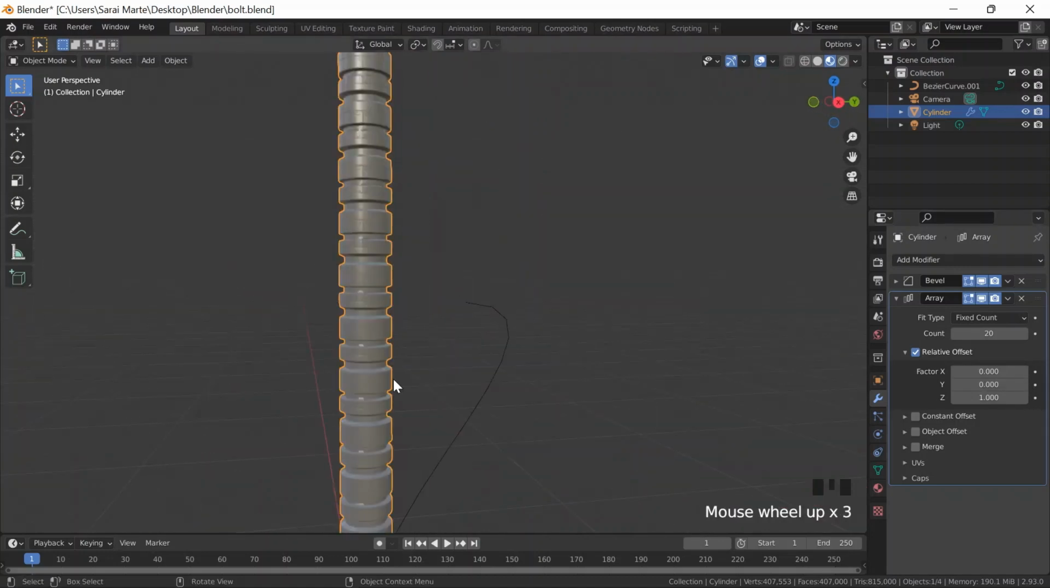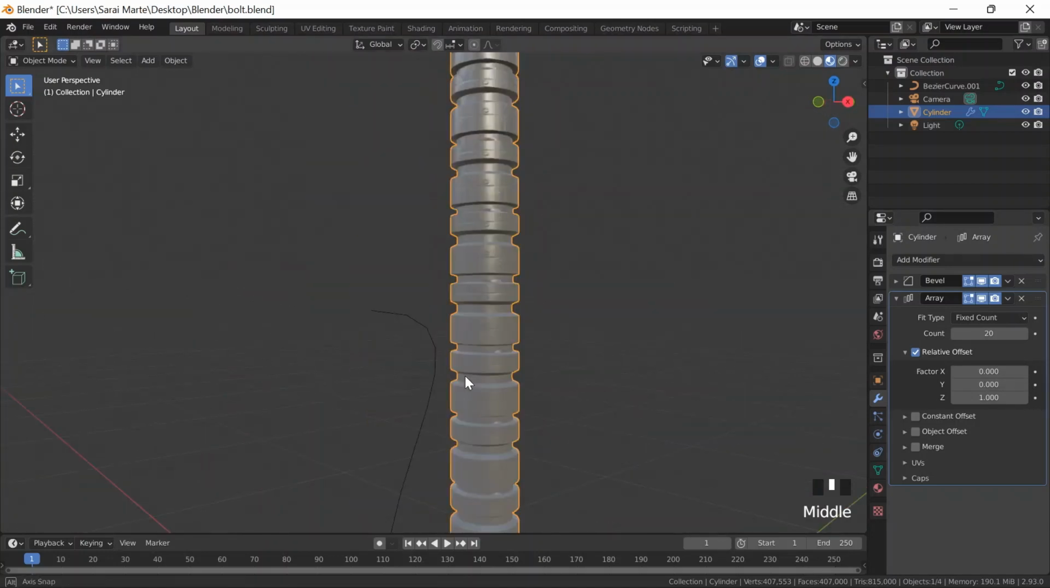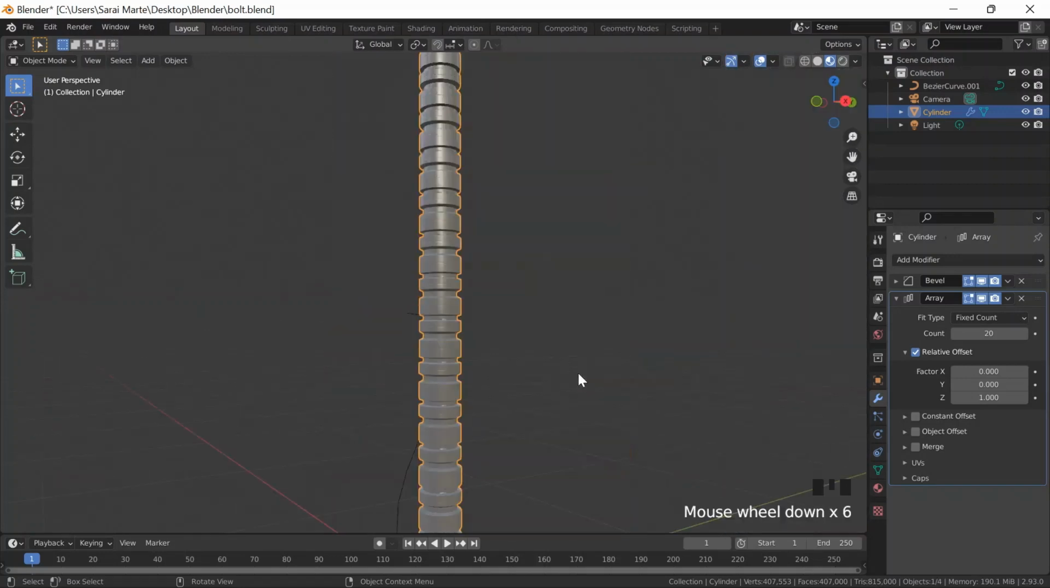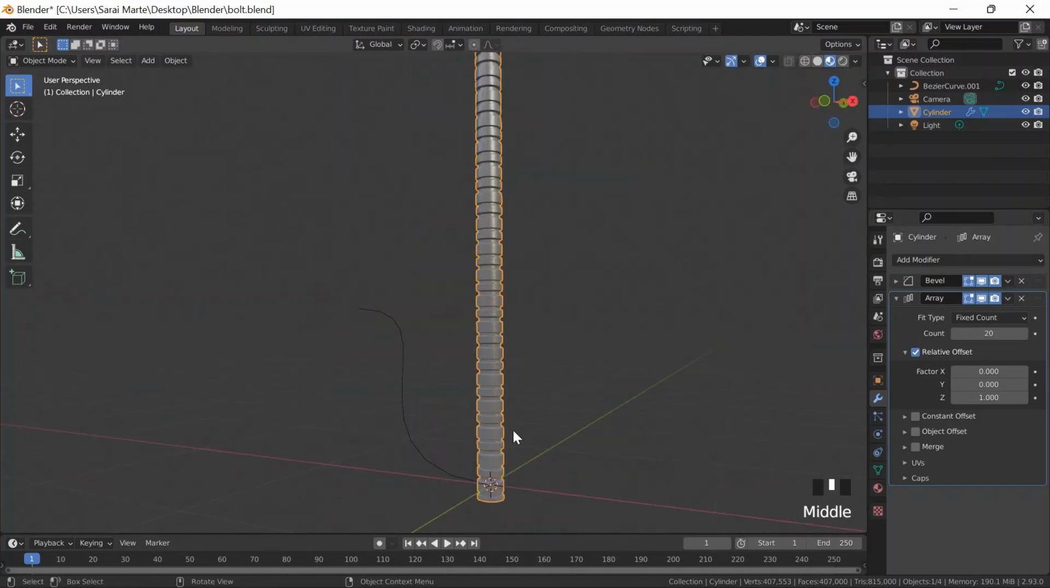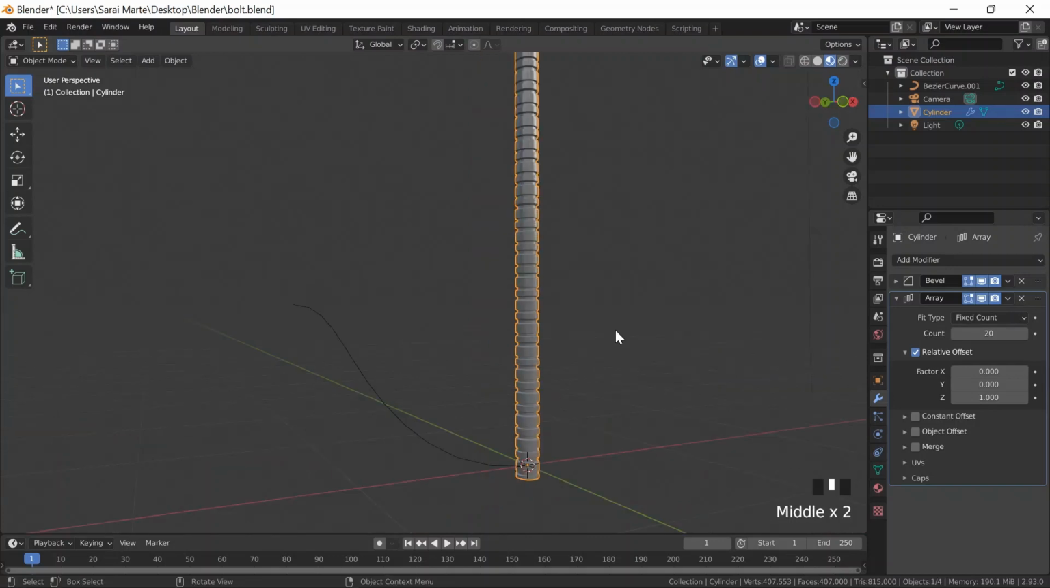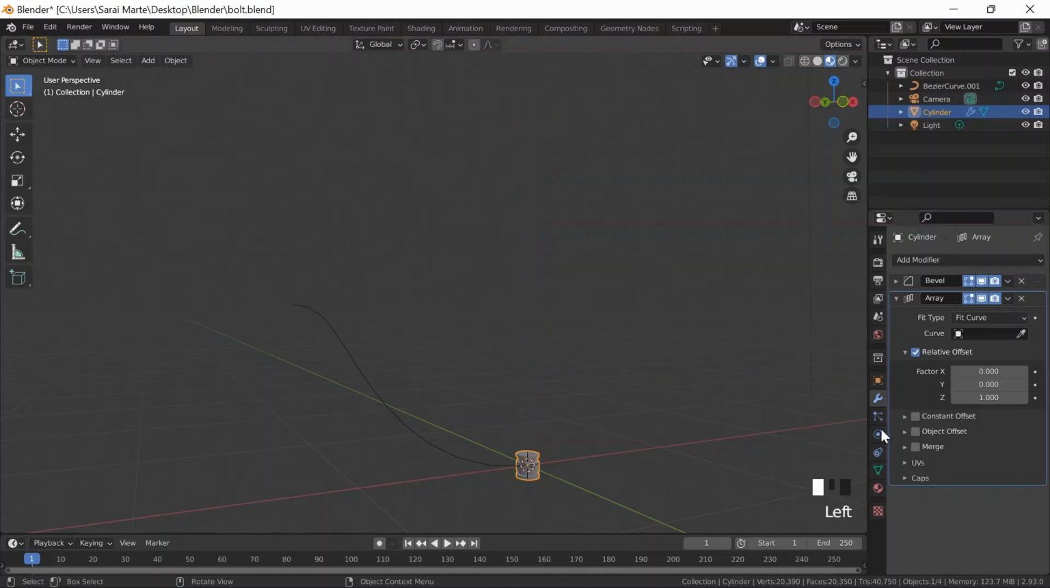And so now you can see it's very, very nice. It's so beautiful. Okay, but I don't want it to just fit to the count. I want it to fit on the length of that curve. And so I'm gonna just do that, right?